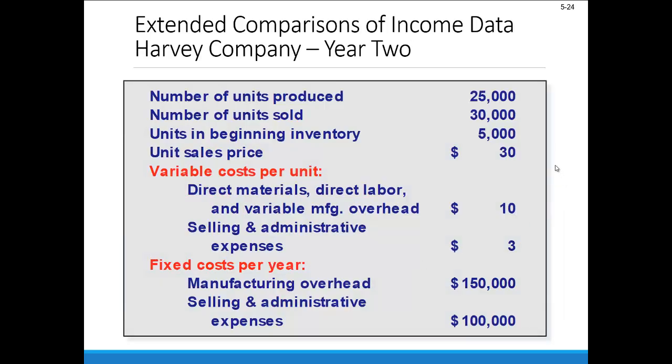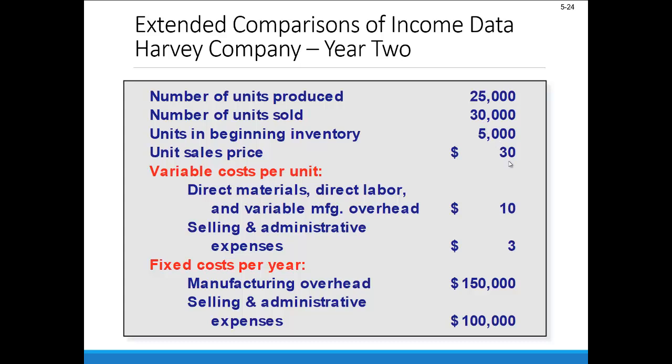Okay, so let's carry our Harvey example to year 2. Let's say in year 2 the same 25,000 units were produced, but this time we sold 30,000 units. So we sold everything we made, plus we sold the 5,000 units that carried forward from last period. Let's assume everything else is the same.